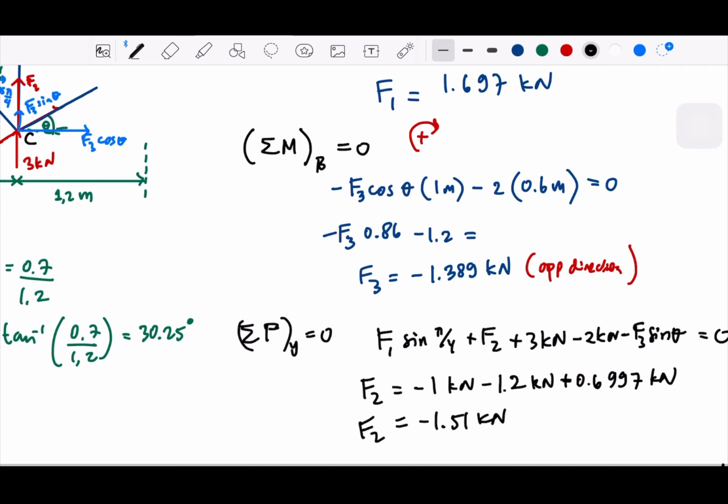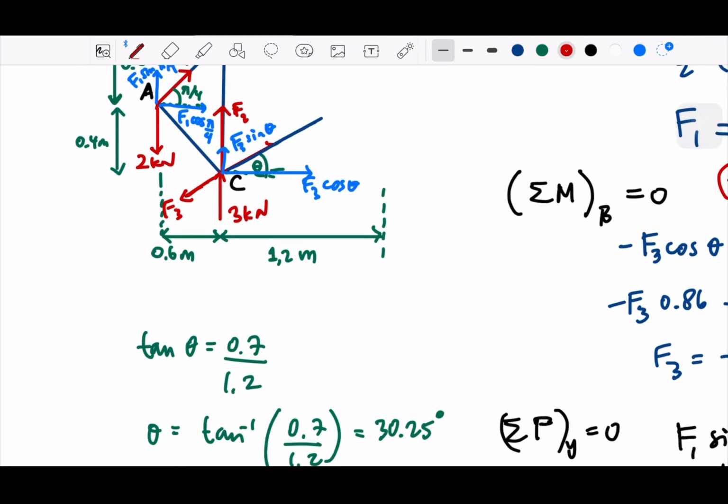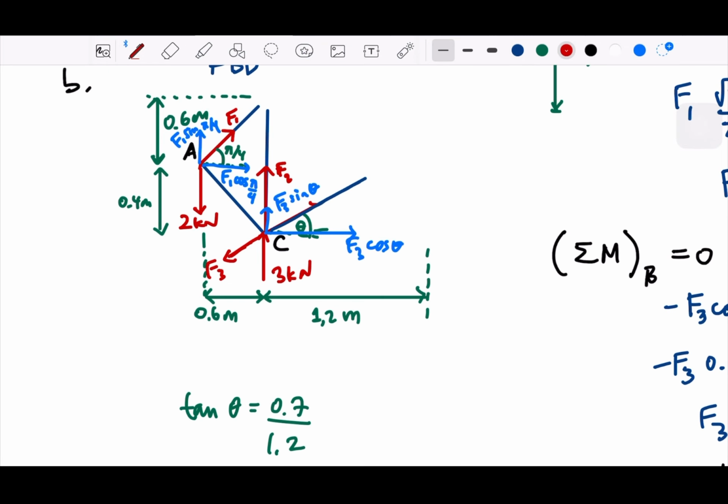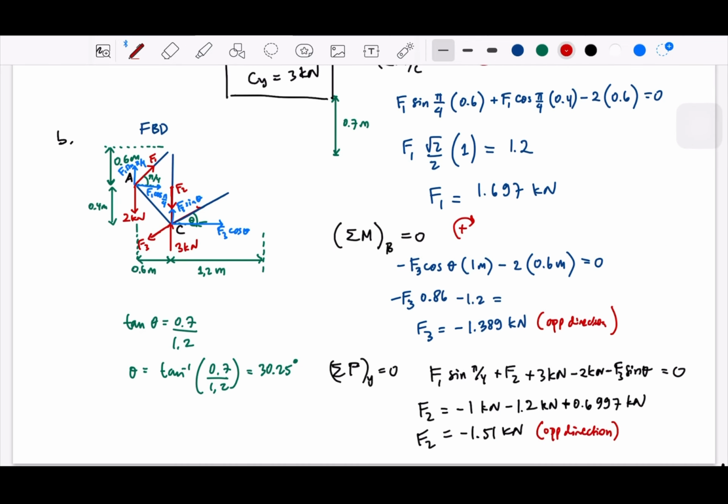I think this is my answer for F1, F2, F3. So this is the direction. So the F2 is going to be down there. It's not going up here. It's going to be that way, F2. Okay. So that's just the additional information on this exercise.